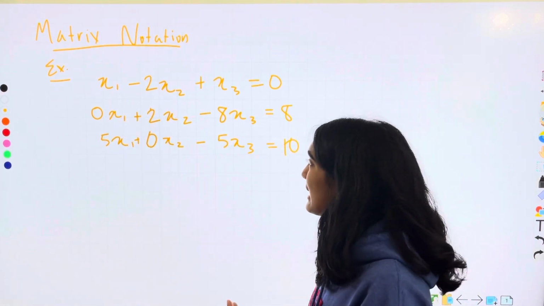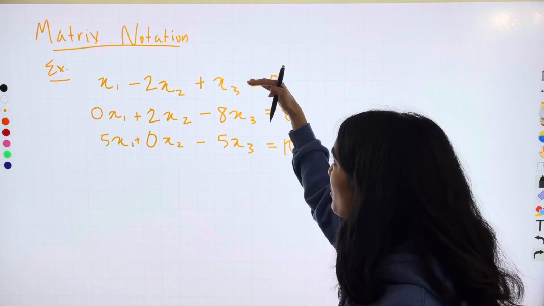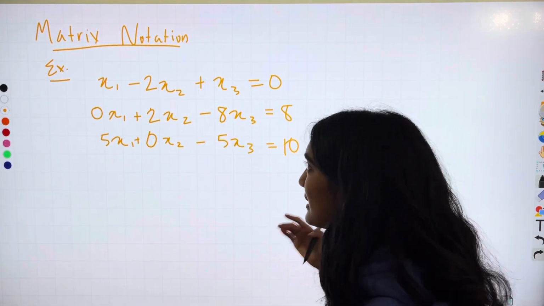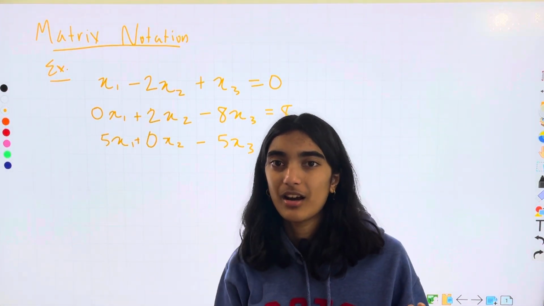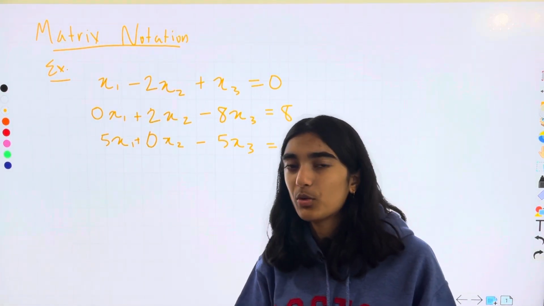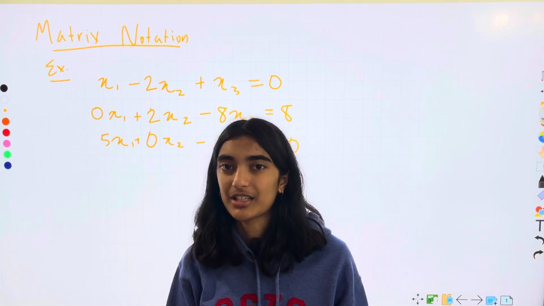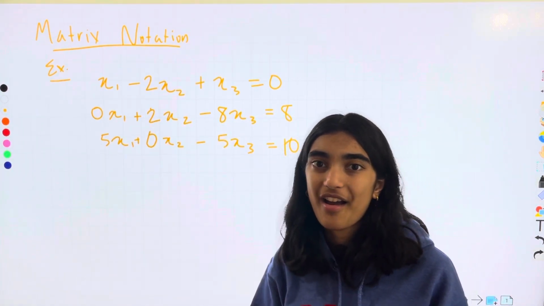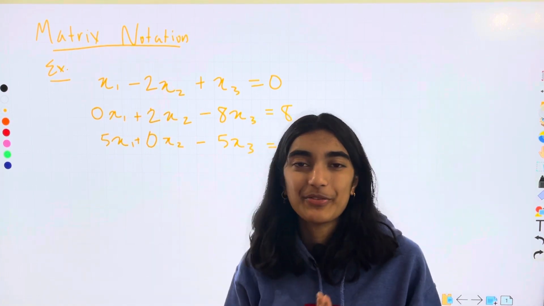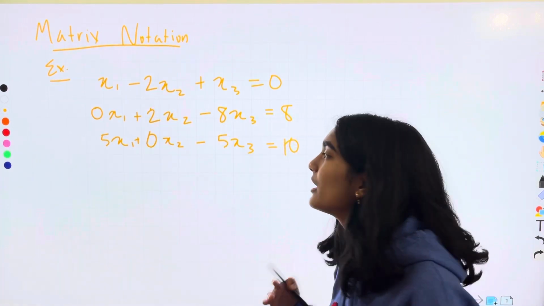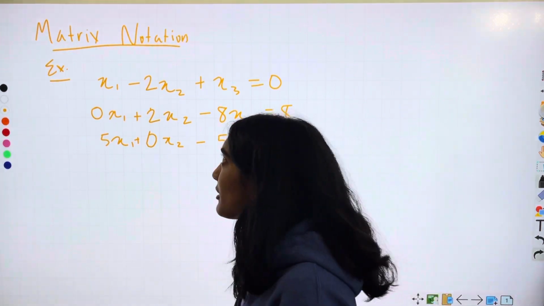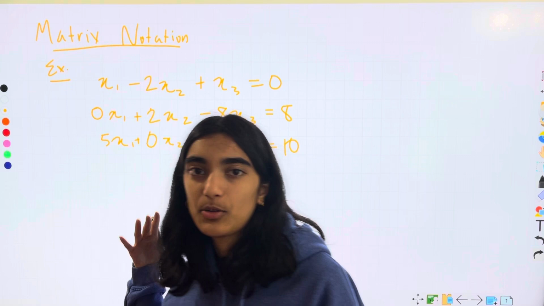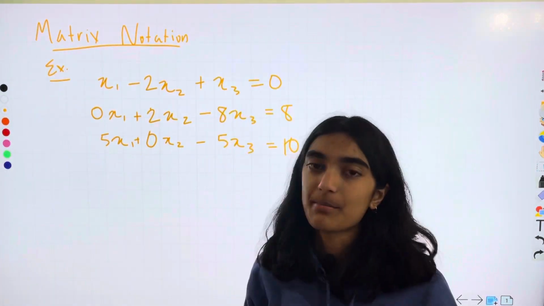But writing out this many equations, especially if there are even more variables, is very time consuming and tedious, and you wouldn't want to do that every single time you wanted to solve a system with more than 20 variables or 20 equations. So let's figure out an easier way to represent this system, and that's using matrix notation.